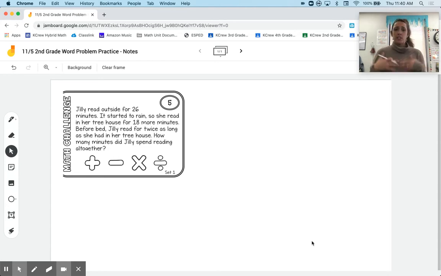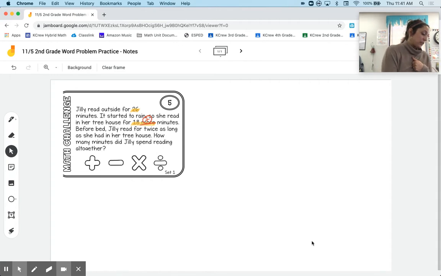So the first thing that I need to do is understand the word problem. Jilly read outside for 26 minutes. What sticks out to me is 26, so I'm going to highlight that. It started to rain, so she read in her treehouse for 18 more minutes. What I noticed there is that "more" is important, because more is going to tell me to add. So I want to cross that off so I can see that.